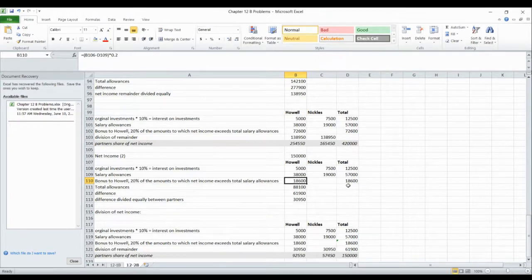So once we give a 20% bonus to Hal, the amount of the allowances has gone up to a total allowance of $88,100. And that would be found by taking the $12,500 interest allowance plus the salary allowance of $57,000 plus the bonus to Hal of $18,600. That gives you the total allowances.